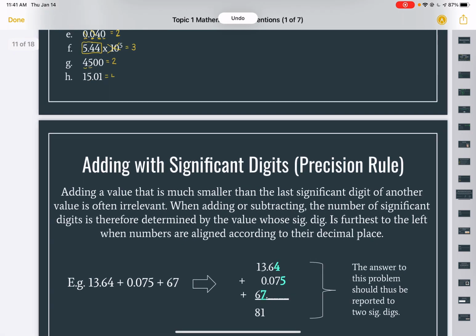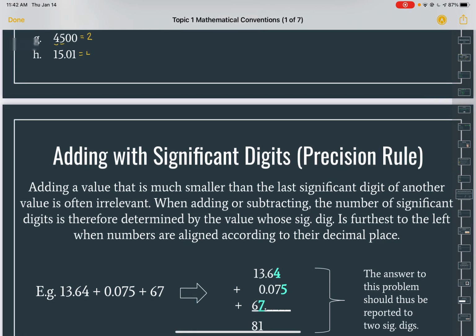So why do we use significant digits? Basically it has to do with accuracy. You can't be more accurate or more precise than the numbers that you started with. Adding a value that is much smaller than the last significant digit of another value is often irrelevant. When adding or subtracting, the number of significant digits is determined by the value whose sig digs is furthest to the left when numbers are aligned according to the decimal place.